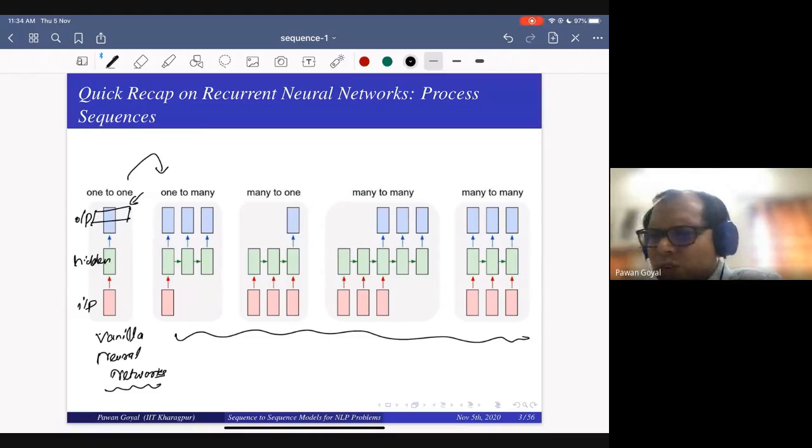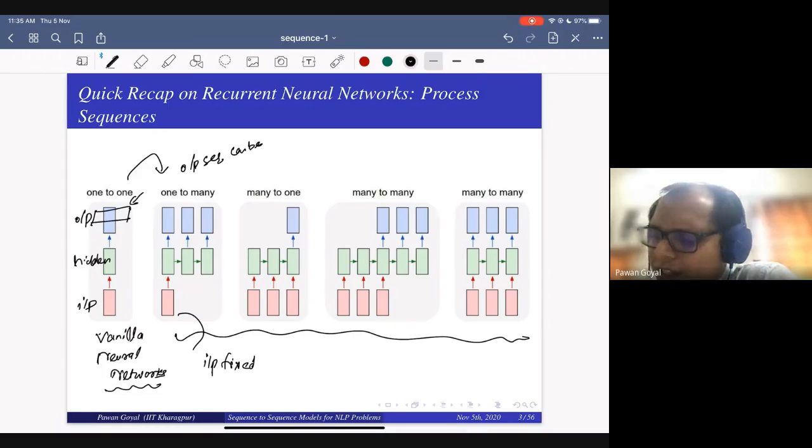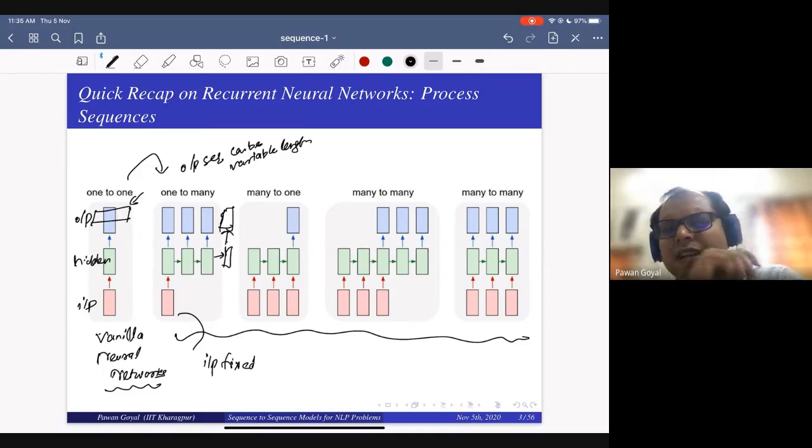And all these show various possibilities: what are the things you can do with recurrent neural networks? Let's start with this one-to-many. What does that mean? Your input is fixed, but the output is a sequence, and the output sequence can be of variable length. I can have as much sequence length as I want in the output.